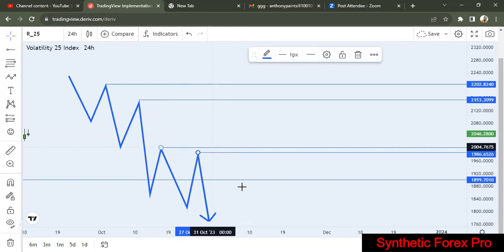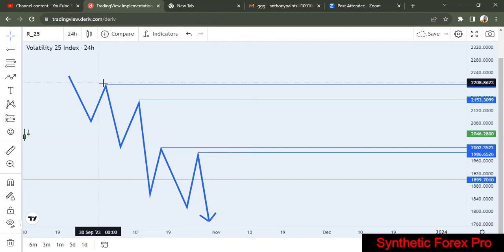Now, the question I'll ask is simple. Where have I put my lines? Where can we find these lines? These blue lines that I have, these straight lines, where are they on the chart?